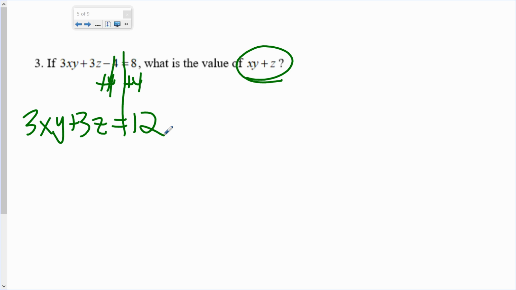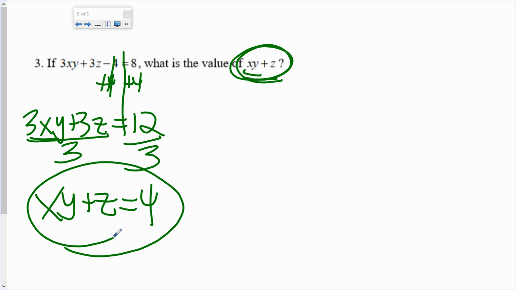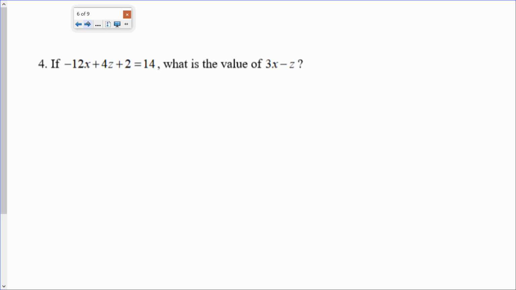Okay, I have 3xy, I want xy, so to get rid of that, I'm going to have to divide the 3 away. And of course, whatever I do to one side, I do to the other. That gives me xy plus z equals 4. It's asking for xy plus z. That's my answer. I'm solving for an expression. I'm going to skip 4 and try that on your own later.